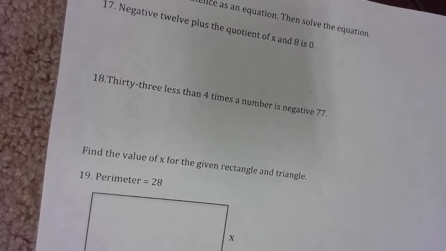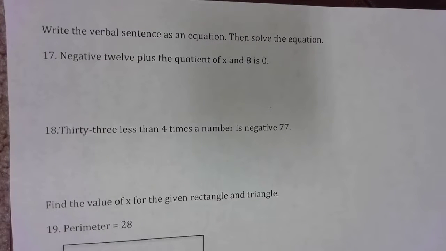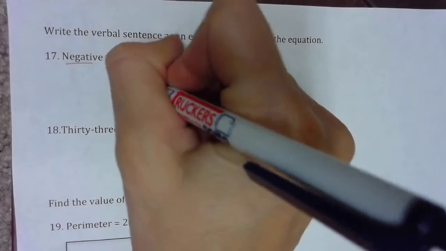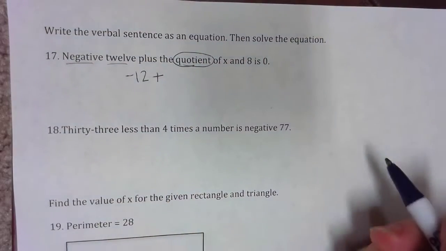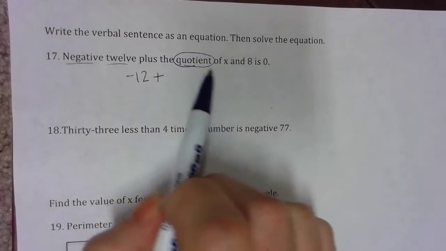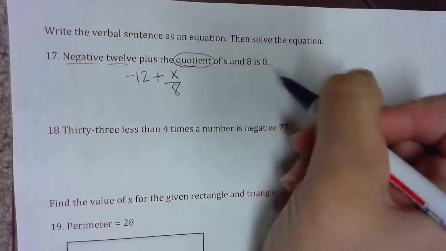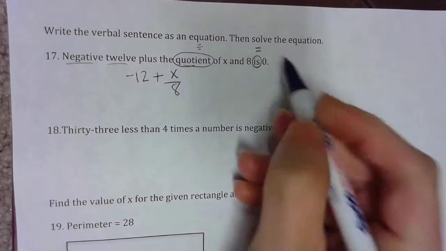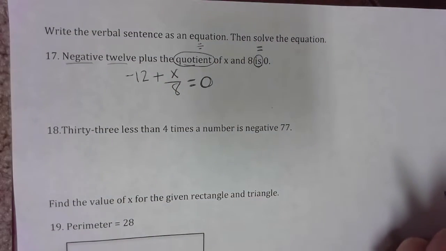A few more. So on your homework you had a few where you had to actually write it from words and solve it. So let's write this. Negative 12 plus the quotient. So you should know that quotient means to divide. So we have the quotient of x and 8. So x over 8 is, that means equals, so equals 0. Okay, so let's go ahead and solve that.